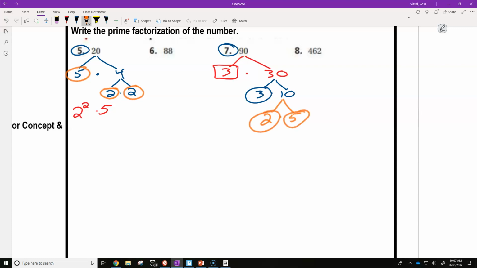Both are prime. So what would be your answer? 2 times 2 times 2, 3 to the 3rd power times 2 times 5. 3 to which power? Why third? Oh, no. 3 to the 2nd power. Good. Or I could say 3 times 3 times 5. Or 2 times 3 squared times 5.